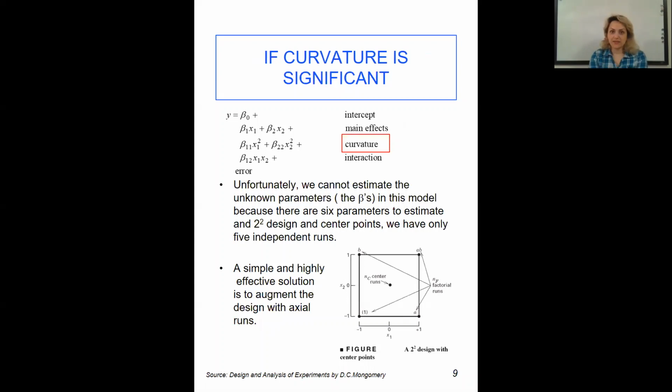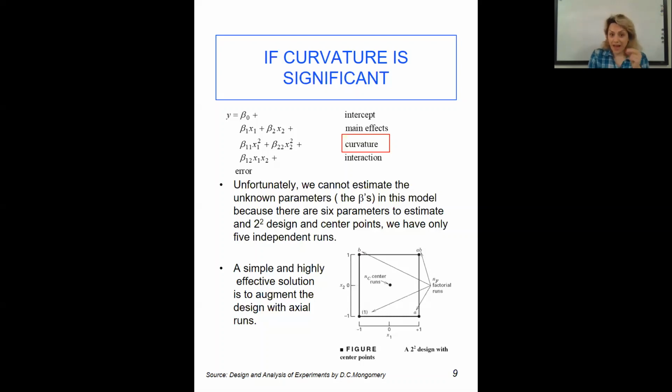And because of that, I added these slides. Look here, we have the intercept, main effect, interaction, and here you can see that we have curvature. We said that the curvature is significant: y bar of the center runs C wasn't equal to the y bar of the factorial runs F.